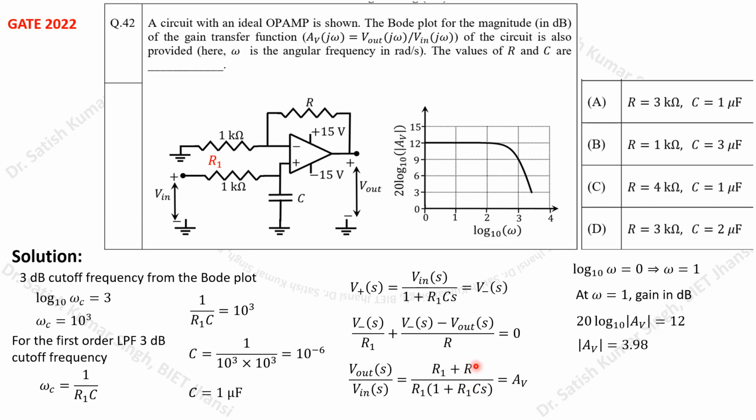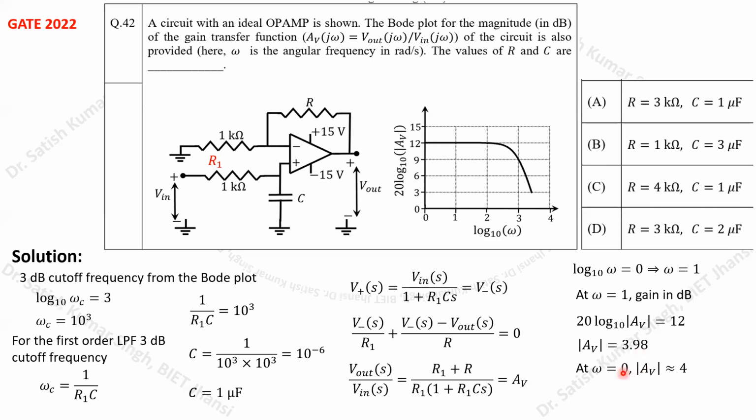But here we can approximately calculate the value of R to get our answer. Because at omega equals 1, mod of AV is 3.98, we can assume that at omega equals 0, this value will not be much different, so we can assume it is approximately equal to 4. It can be assumed almost equal to 4 because it is a low pass filter. So this simplifies the calculation over here.